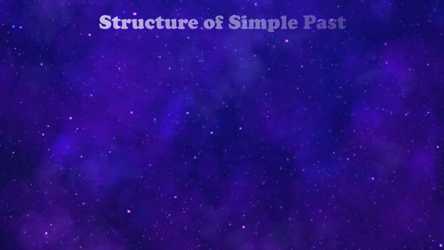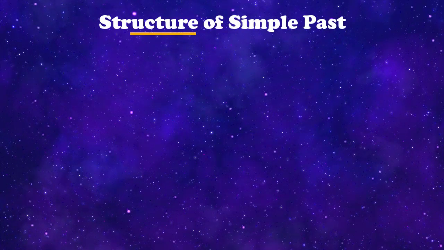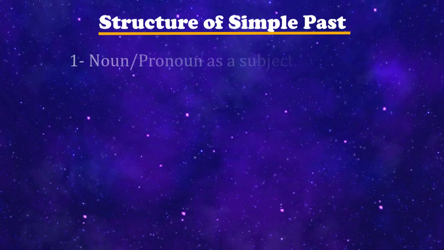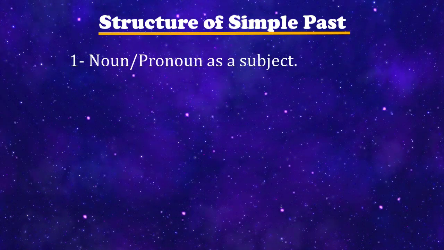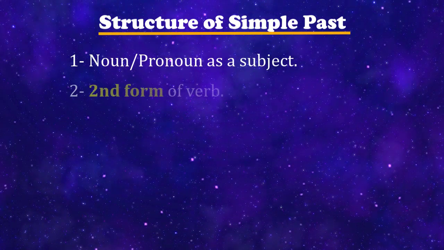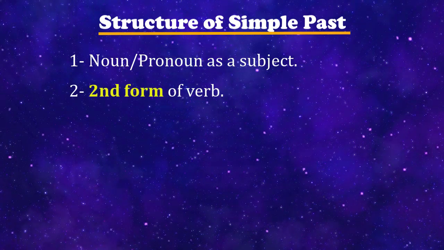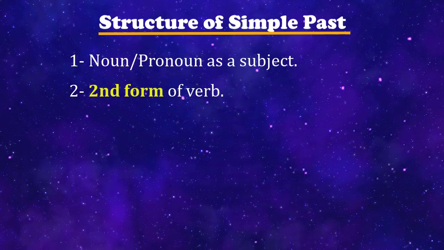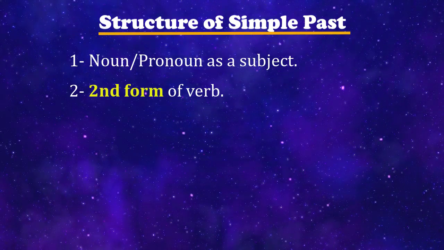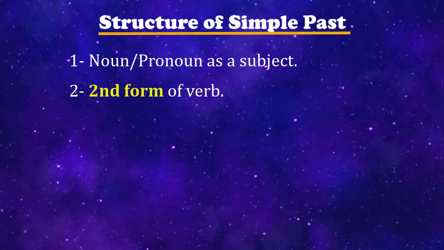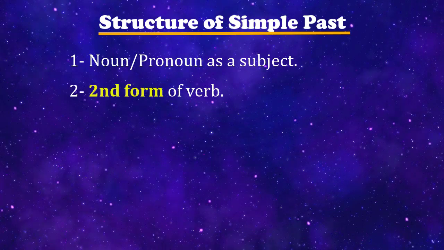Now let's look at the formation of this kind of tense. For the formation, first of all, we use a noun or pronoun in the beginning. Then we use the second form of verb. For the forms of verb, we will learn something more in this class. But first, we are looking at the rules of formation of this tense.